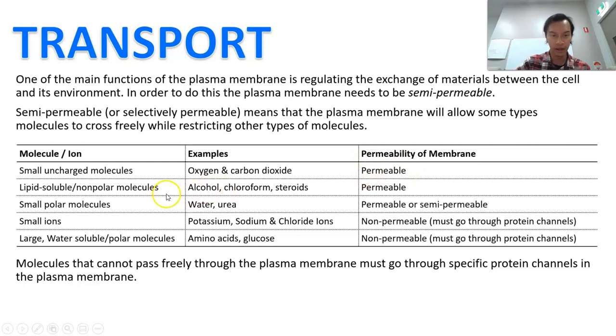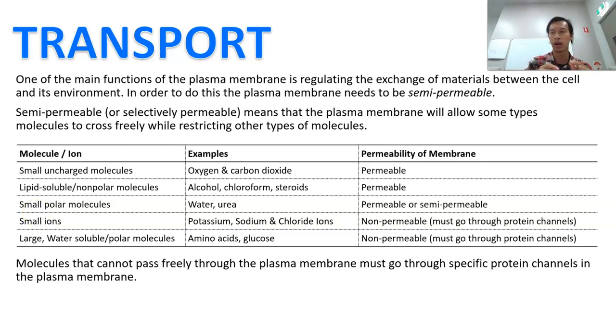If it is lipid soluble or non-polar, like for example alcohol or steroids or chloroform, that is also permeable. That's going to go straight through the phospholipid bilayer, right? If it is small but it is polar, right?